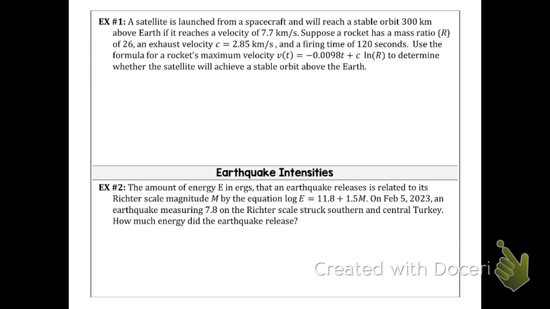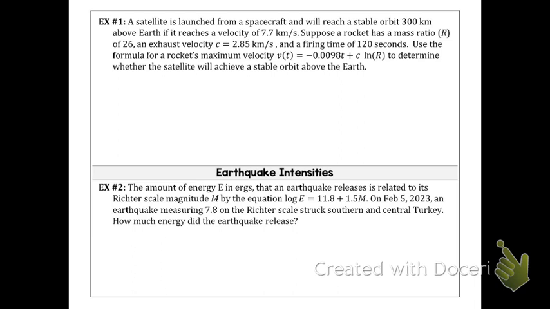All right, example 1. It says a satellite is launched from a spacecraft and will reach a stable orbit 300 kilometers above Earth if it reaches a velocity of 7.7 kilometers per second. Suppose a rocket has a mass ratio, R, of 26, an exhaust velocity, C, equal to 2.85 kilometers per second, and a firing time of 120 seconds. Use the formula for the rocket's maximum velocity, V of t equals negative 0.0098 t plus C times the natural log of R, to determine whether the satellite will achieve a stable orbit above the Earth. All right, well, they gave us our formula there.